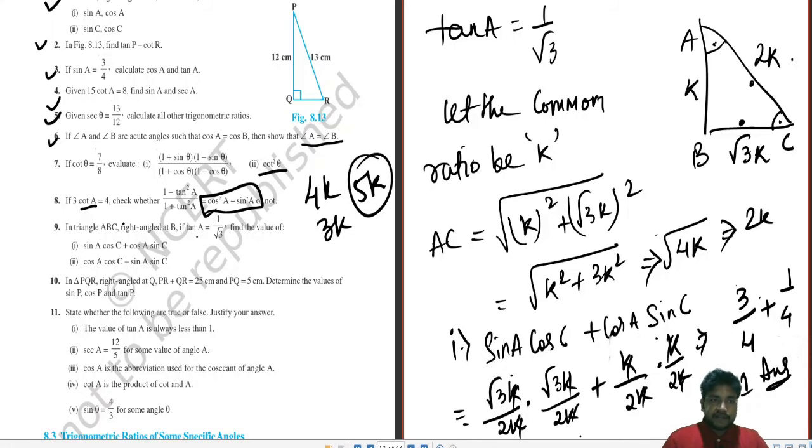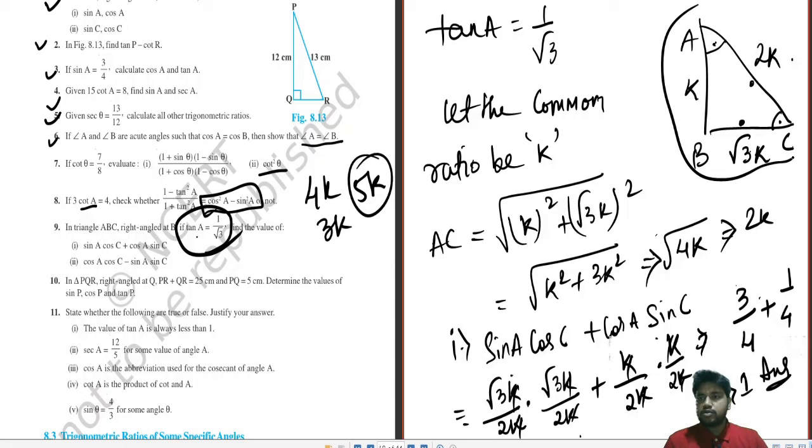Obviously, I have given a hint over here: you have to make a triangle to solve a sum where the value of one of the trigonometric terms is given. So obviously this will be followed in this also, this also. Okay. So now if you look at 10, if PQR is a right angle triangle at Q and PR plus QR is 25. We have been given this, and it is right angled at Q and PQ equals 5. So obviously you can make a triangle over here.